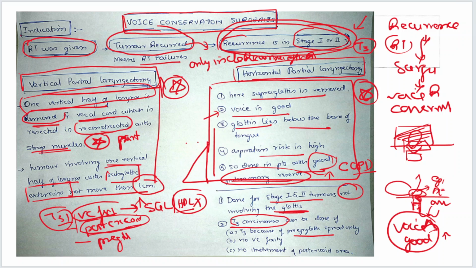So this procedure cannot be done, only if it is pre-epiglottic. Pre-epiglottic means that part just in front of the epiglottis, right? Where that part will be removed. So you can do supraglottic laryngectomy.